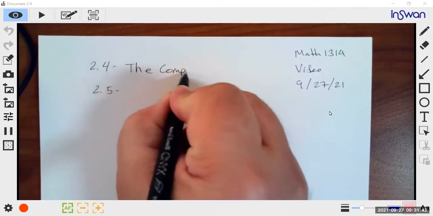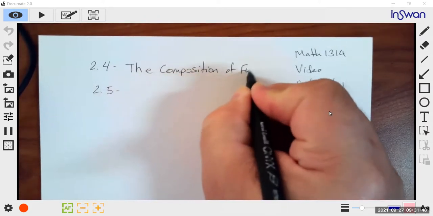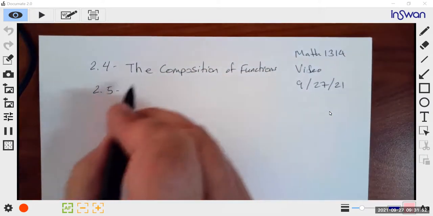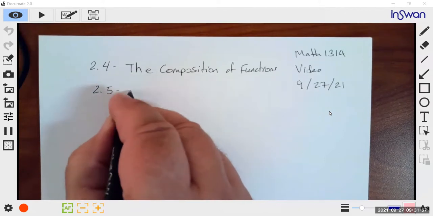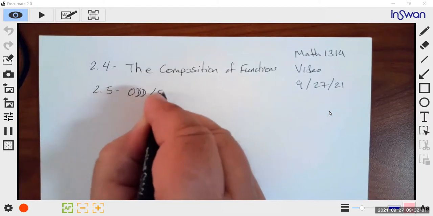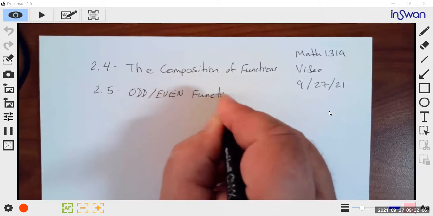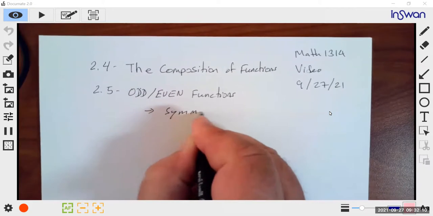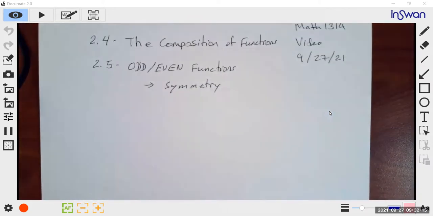The composition of functions. And then the next one is we're going to get odd, even functions through symmetry. All right.